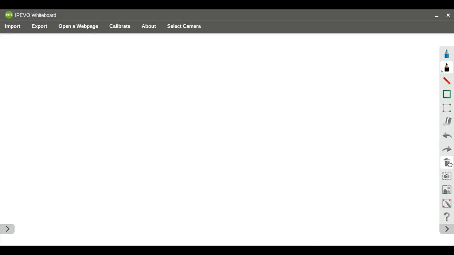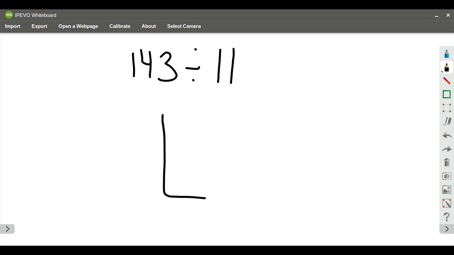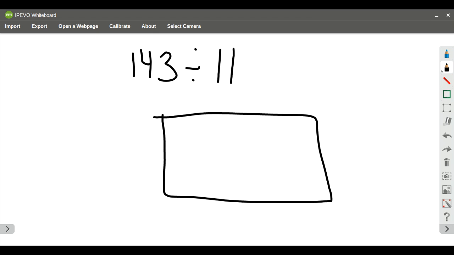Let's take a look at our last problem. So our last problem that I have is 143 divided by 11. Go ahead and build my area model. Separate it out. 143 I'm going to put right here. 11 I'm going to put off onto the side. I look at how many 10s I multiply 11 by that's going to get me near 143. The answer is 110. So I'm going to write 10.